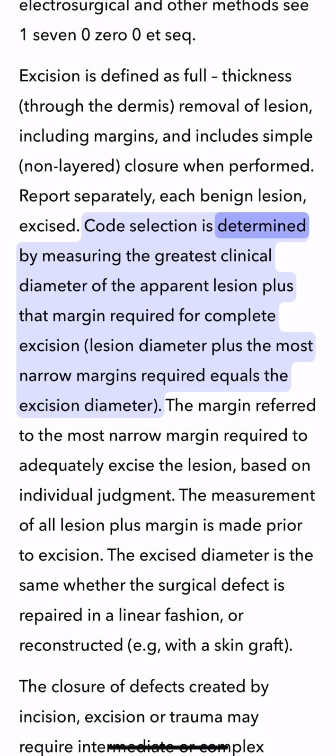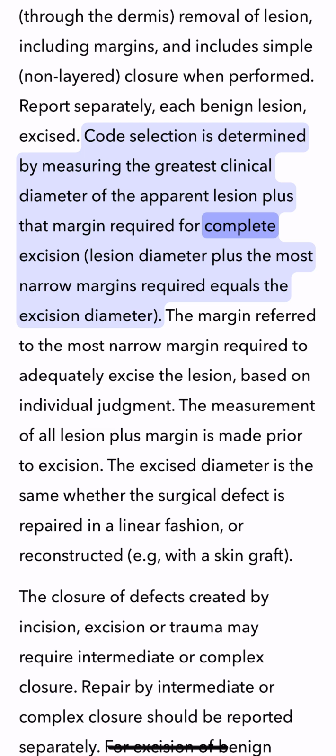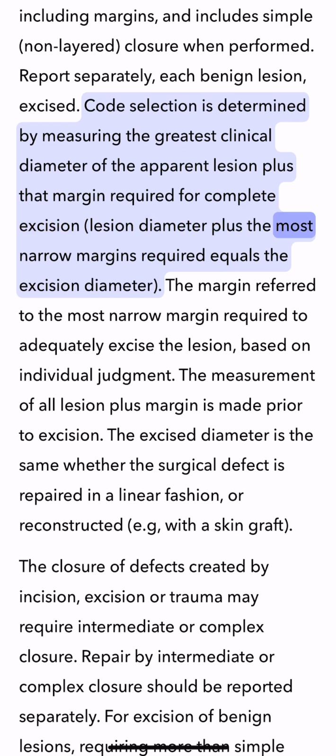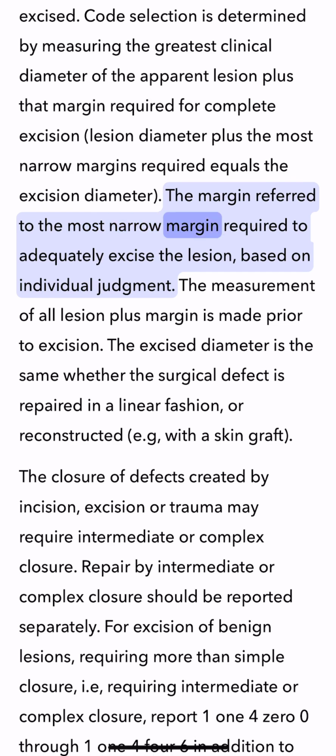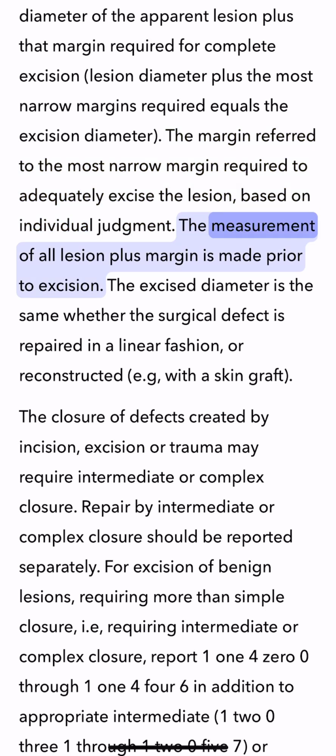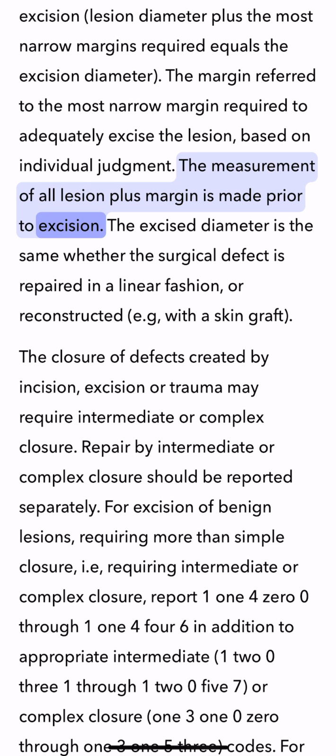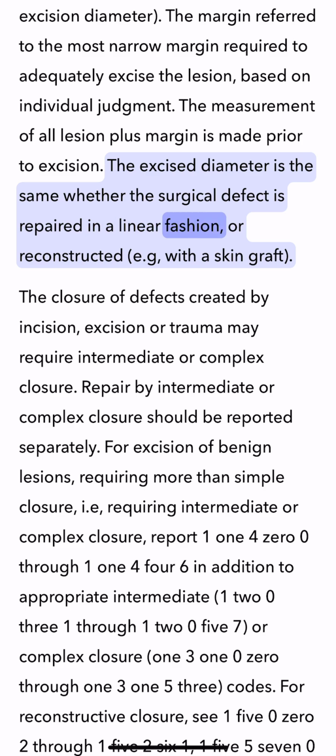Code selection is determined by measuring the greatest clinical diameter of the apparent lesion plus that margin required for complete excision. Lesion diameter plus the most narrow margins required equals the excised diameter. The margin referred to is the most narrow margin required to adequately excise the lesion, based on individual judgment. The measurement of lesion plus margin is made prior to excision. The excised diameter is the same whether the surgical defect is repaired in a linear fashion or reconstructed.